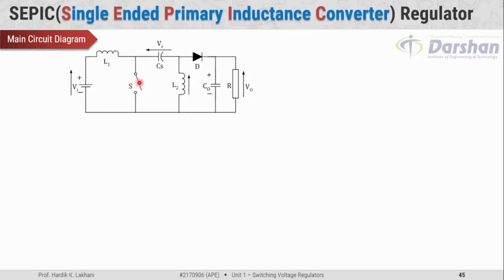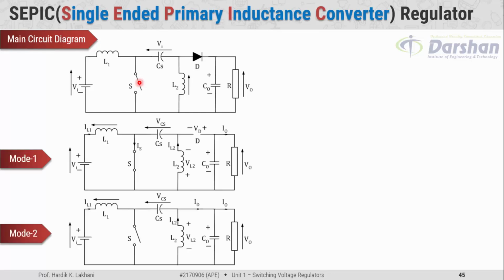Let us go through the mode 1 and mode 2 equivalent circuit diagrams. This one is the mode 1 equivalent circuit diagram where the switch is in the on state, and in mode 2 the switch is in the off state. Prior to explaining the working of this SEPIC regulator, we assume that the capacitor is initially charged with the left side terminal positive and the right side terminal negative, due to the previous cycle operation.